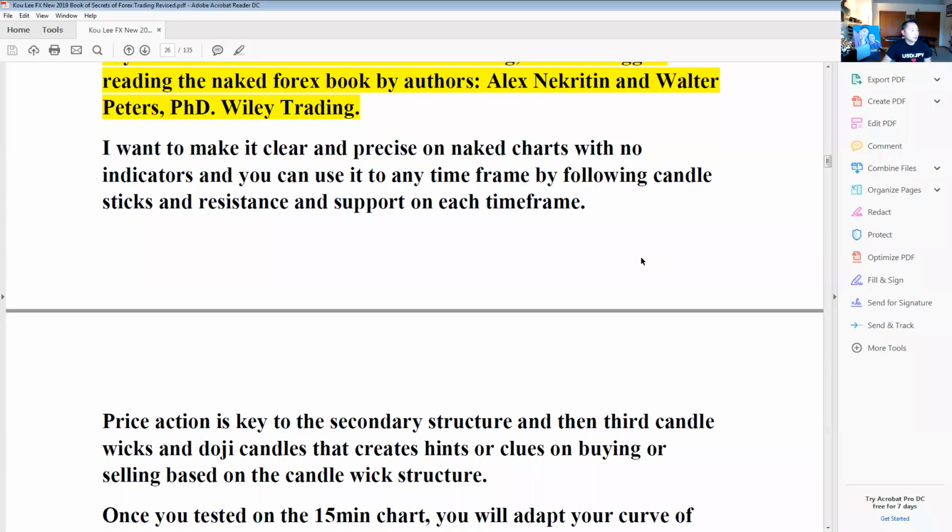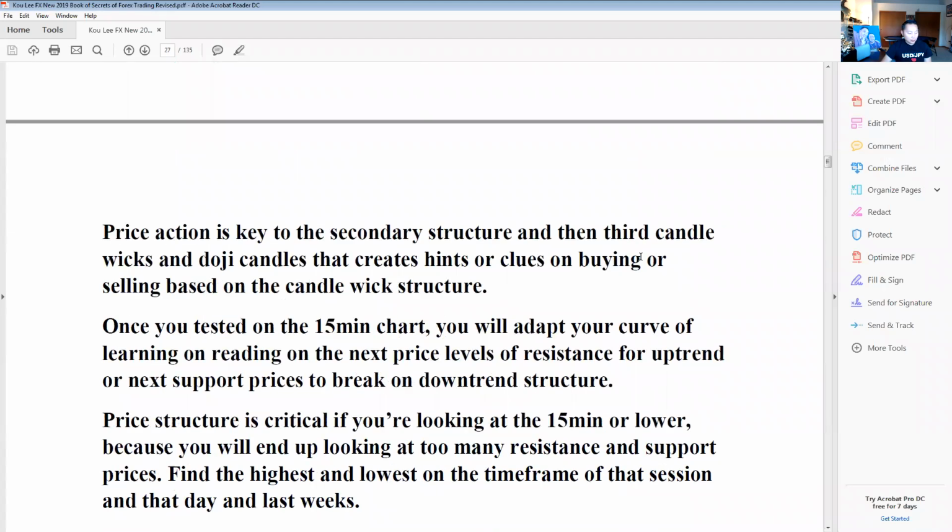You have to understand that when you tie in price action and candlestick structure with naked Forex and following the trend structure, candlestick structure creates that trend structure. With those candlesticks and trend, you're looking at the next highest price on the uptrend, or the next lowest price to break on the support for the downtrend. That's the most basic way I can put it. You're not looking at what's overbought and oversold, because it's not letting you know if it's going to be overbought or oversold. You have to look at those key levels of resistance and support.